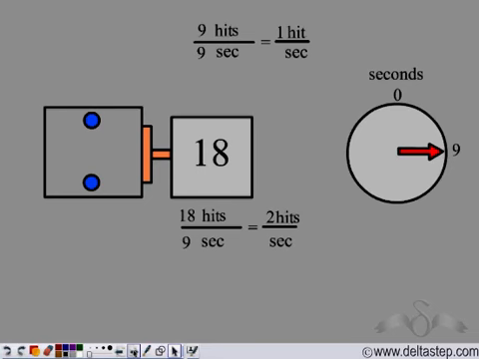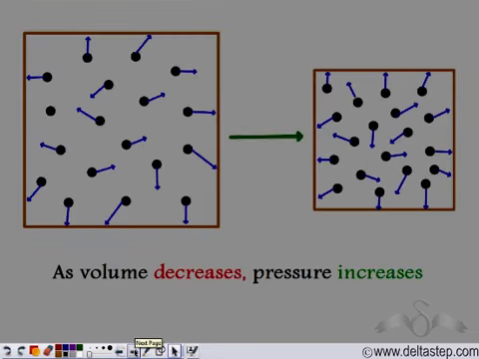So what do we observe? We observe that as the volume decreases, the pressure increases. Why is this so? This is because as the volume decreases, there is lesser space for the same number of molecules to travel. So they hit the walls of the container more. As the number of hits per unit time increases, the pressure increases.